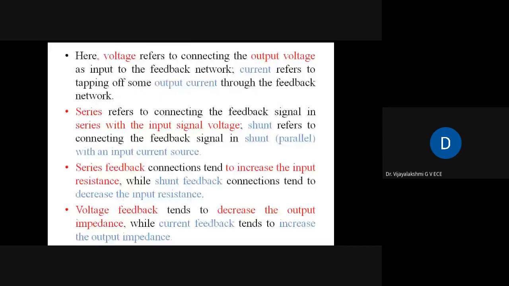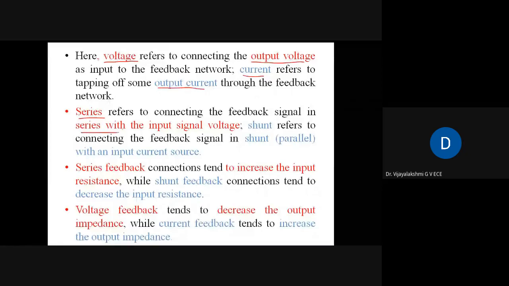The same thing, whatever I told earlier, I have written here. As I told, voltage refers to connecting the output voltage as input to the feedback network. Current refers to taking the output current for feeding back, and series refers to connecting the feedback signal in series with the input. I told you series refers to how you are connecting the feedback signal to the input, and shunt refers to connecting the feedback signal in parallel with the input source.